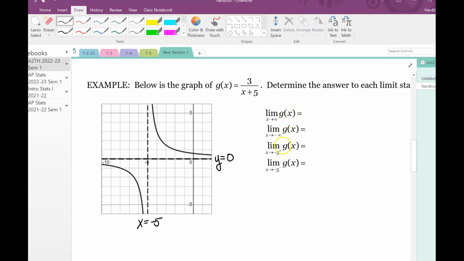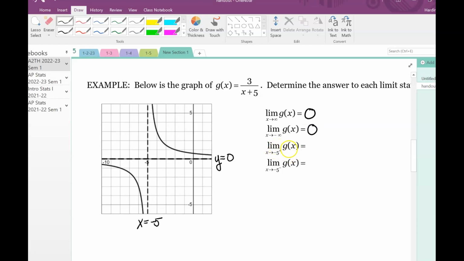So if I needed to fill in these answers right here, the limit of g of x as x approaches infinity, that's talking about what's happening at the right end of this graph. Well, the end behavior of the graph is that all the y values are getting closer and closer to 0. Same thing happens on the left end. The limit of g of x as x approaches negative infinity. As you are going off, getting more and more negative, you are again approaching the horizontal asymptote because that's the end behavior of the graph.